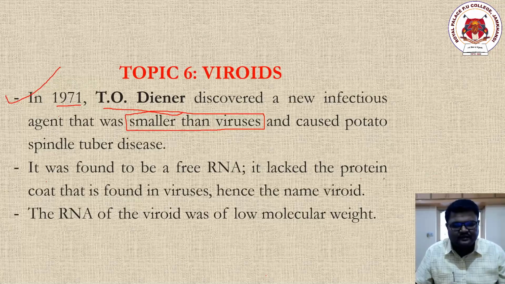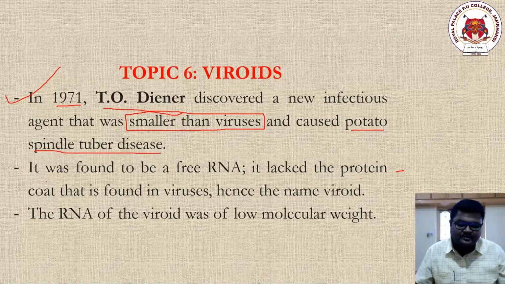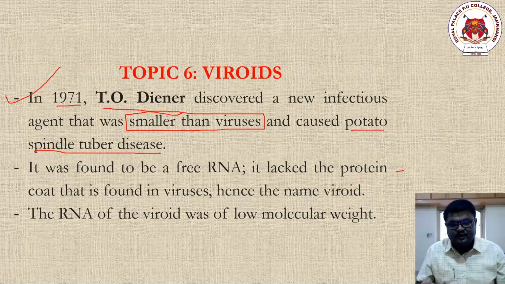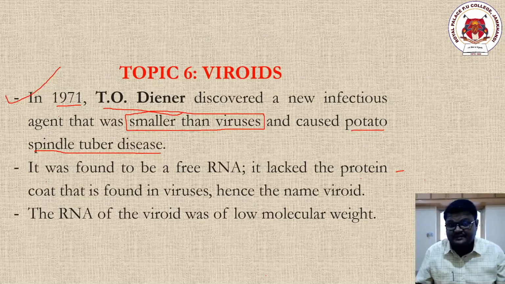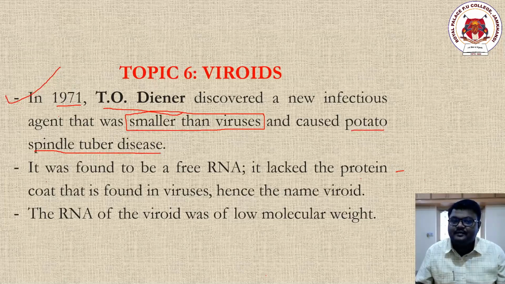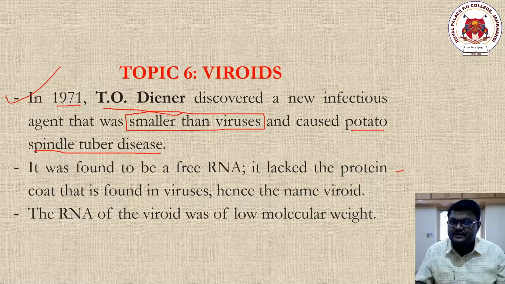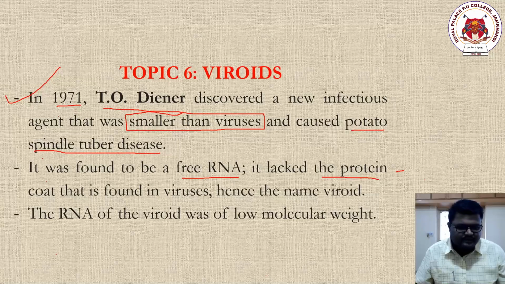Okay, and this was isolated from a specific disease, and that disease name was potato spindle tuber disease. Let me repeat it again. Viroids are acellular in nature, which means they don't have any cell. Viroids are infectious, which means that they can cause diseases. Viroids are smaller than viruses, and they were first discovered by a scientist called T.O. Diener, D-I-E-N-E-R, Diener. Now the next thing is that it was found to be a free RNA. It lacked the protein coat.